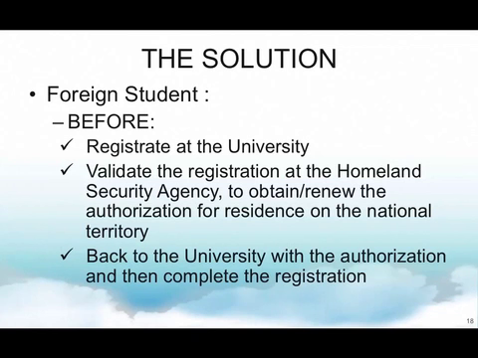What we had before the solution. Foreign students before had to register at the university, validate the registration at the Homeland Security Agency to obtain or renew the authorization for residence on the national territory, go back to the university with the authorization, and then complete the registration.